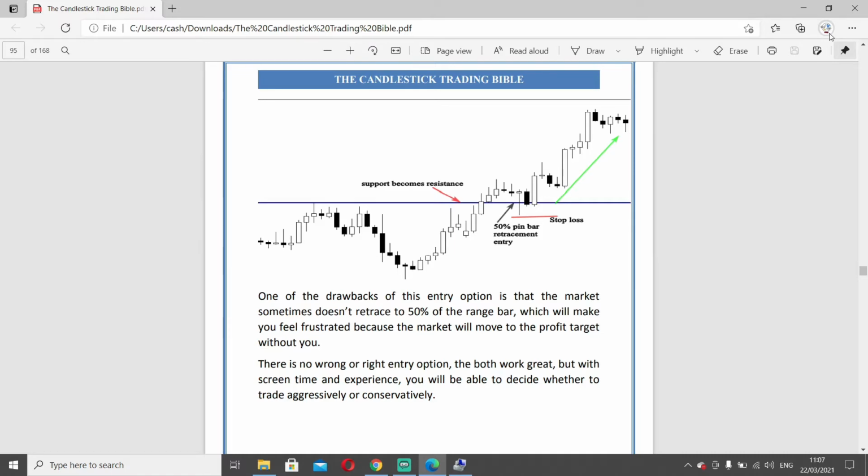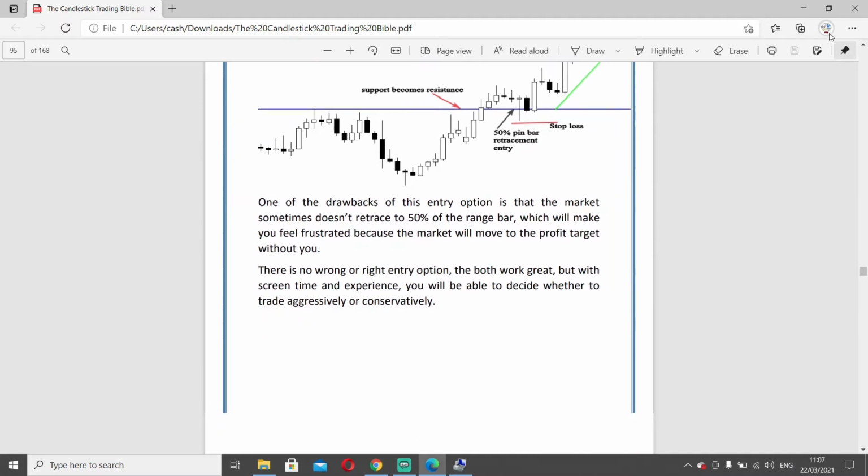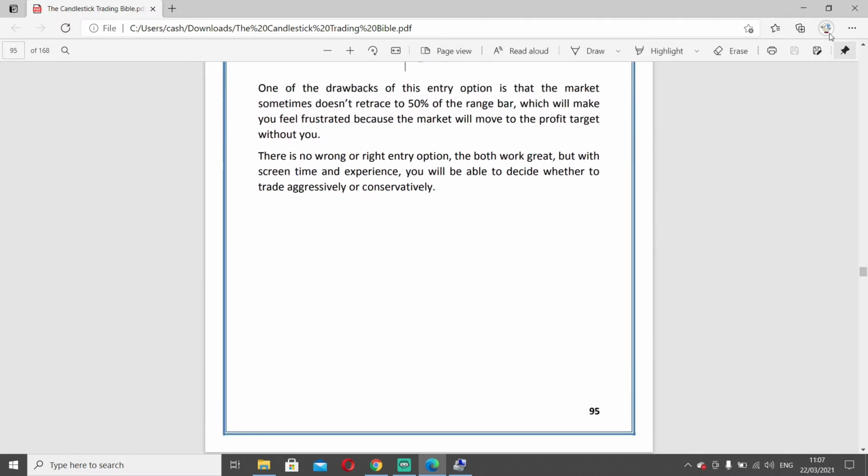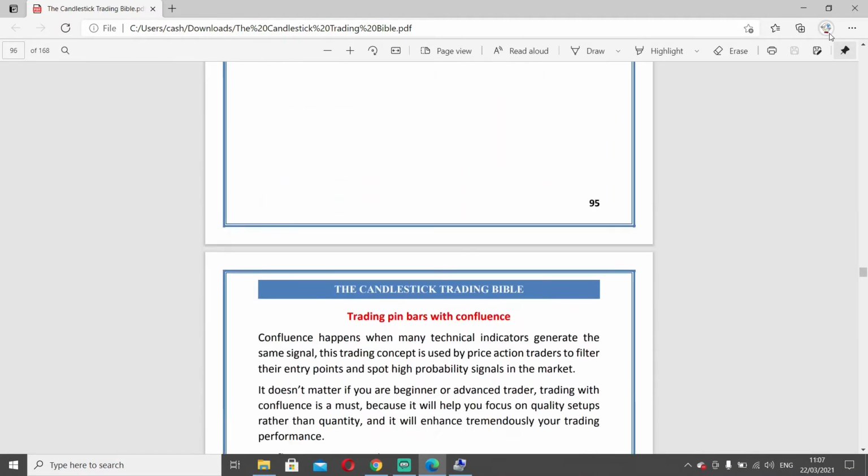They both work great, but with screen time and experience, you'll be able to decide whether to trade aggressively or conservatively. And with screen time, you can start as a conservative trader and become aggressive because you now have some form of confidence and form to carry you forward.